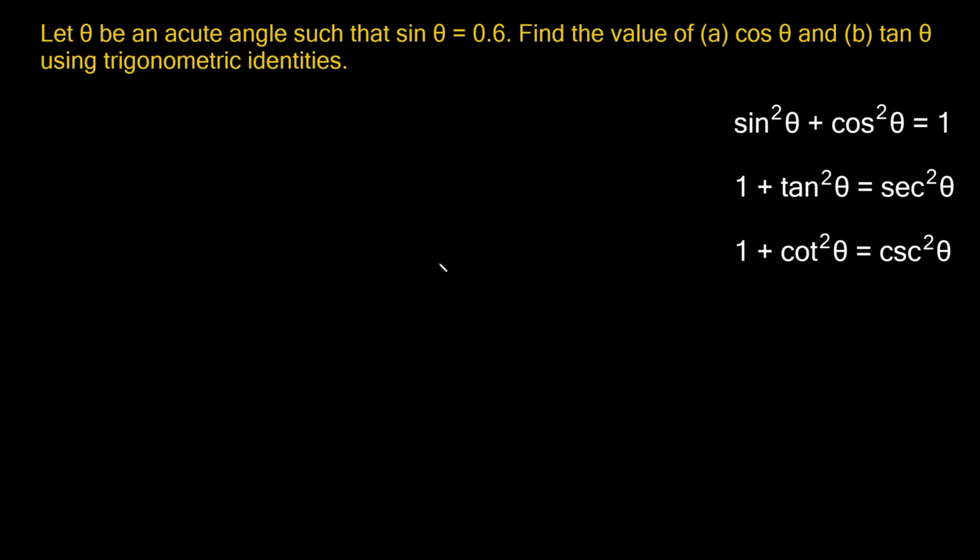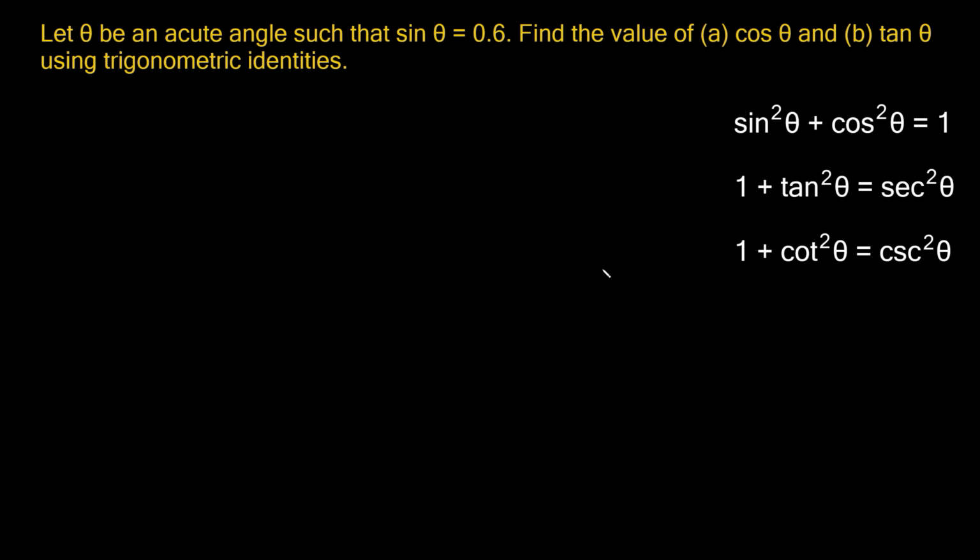So in this video, I'm going to teach you how to find trig values using Pythagorean identities. All right, so we're going to go over two examples, and we're going to start with this first one right here. It says, let theta be an acute angle such that the sine of theta is equal to 0.6. Find the value of two values, right? So the cosine of theta and the tangent of theta using the trig identities, which are these three right here.